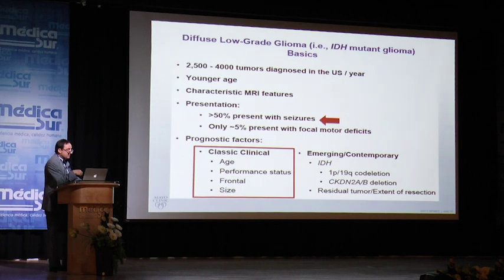So that's also pathognomonic for you to know that if you have a patient presenting with a seizure, they're sort of in the younger spectrum, 30, 40 years old, and they have an MRI suggestive of a glioma, it probably will end up being a low-grade tumor.